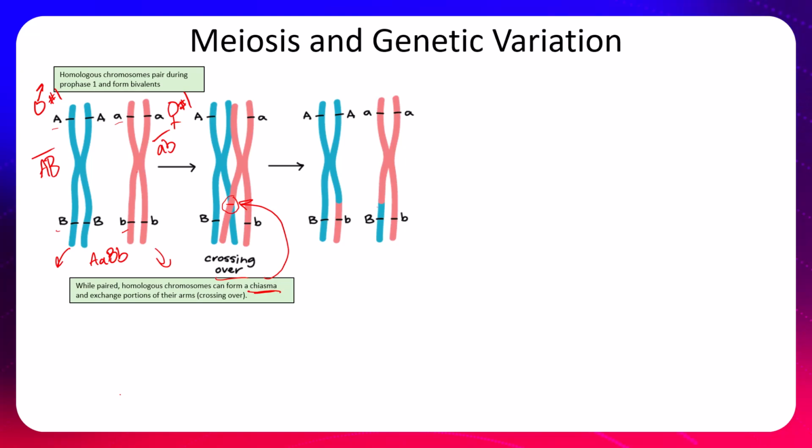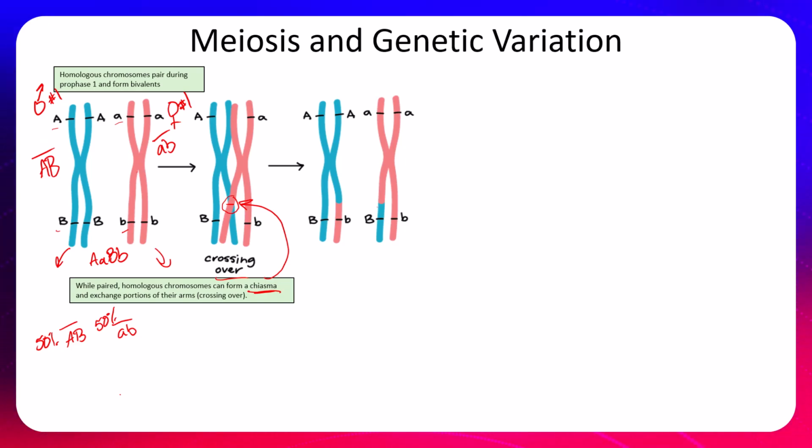When this individual, because they are linked, produces their gametes, the only gamete options that this individual will produce without crossing over is an AB linked and an ab linked. It is impossible without crossing over for this individual to produce a big A and little b or a little a and a big B. So these are the only two options. In fact, 50% of this person's gametes will be this and 50% will be this.